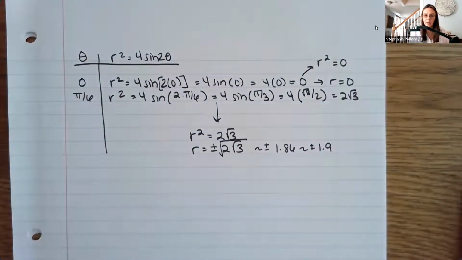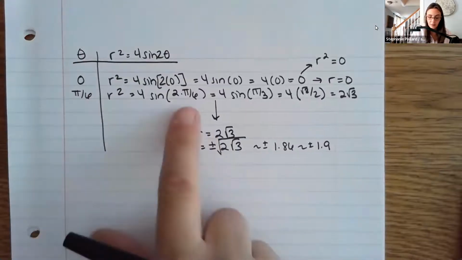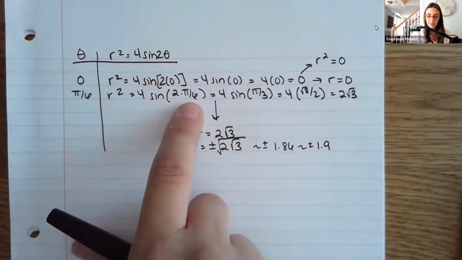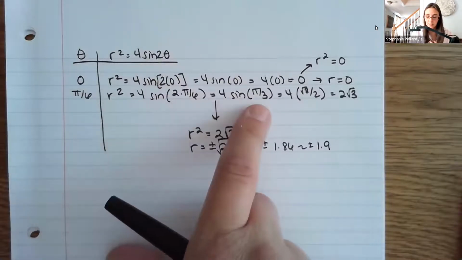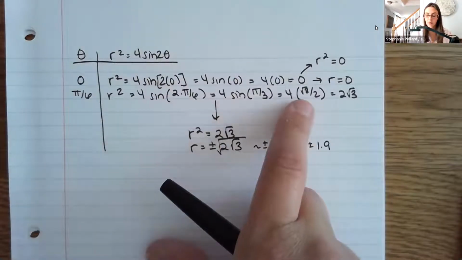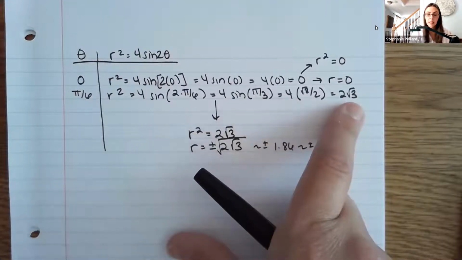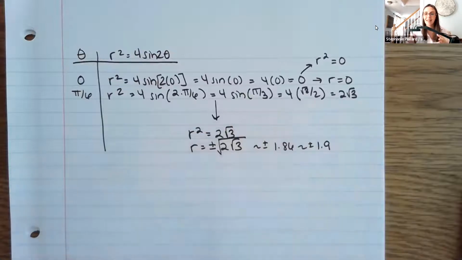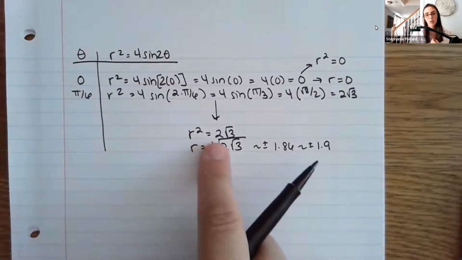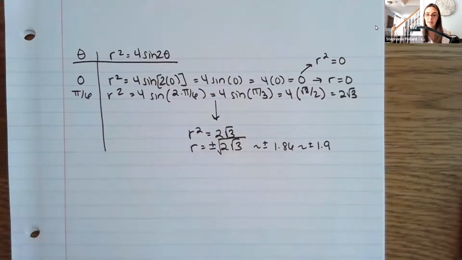So we have our first point here. When I go to plug in pi over 6, I have 2 theta, so 2 times pi over 6 would give me pi over 3. Sine of pi over 3 is root 3 over 2. And then I can cancel out the 4 and the 2 and get 2 root 3. But you need to be careful, this is not done, because the problem is not r equals, it's r squared. So you actually have that r squared is equal to 2 root 3. So I have to take the positive and negative square root of both sides there. So my r value is actually positive and negative 1.9.